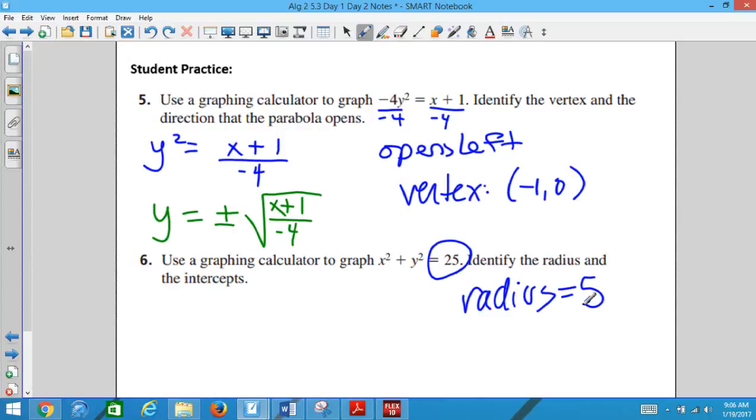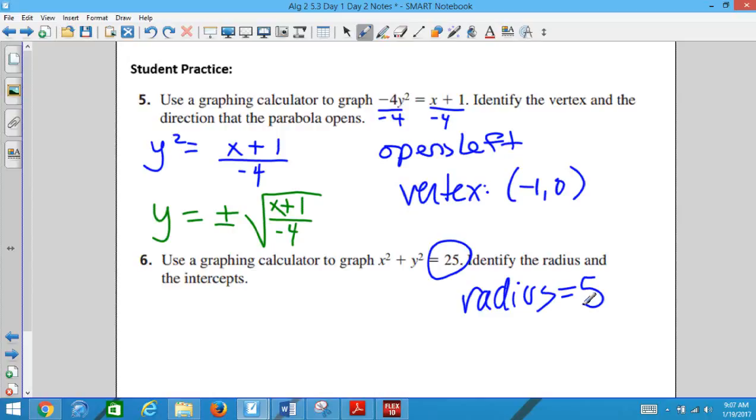I got plus or minus squared. Well, yeah, it's not negative. It's not highlighted. Delete that. Oh, okay. I figured it out.